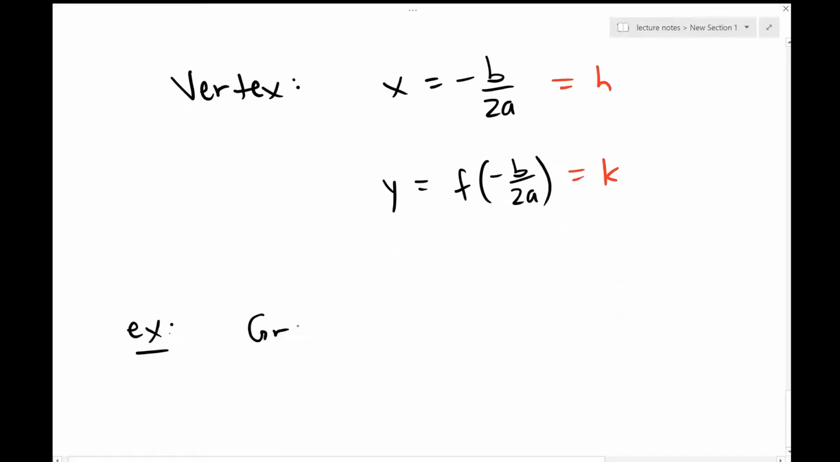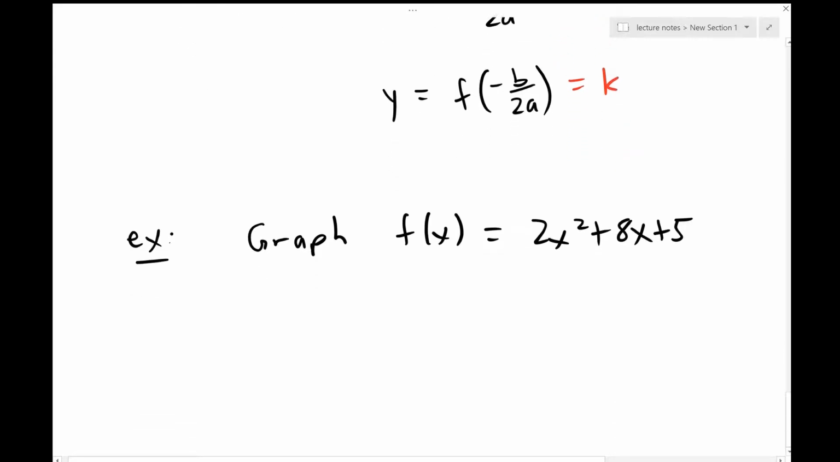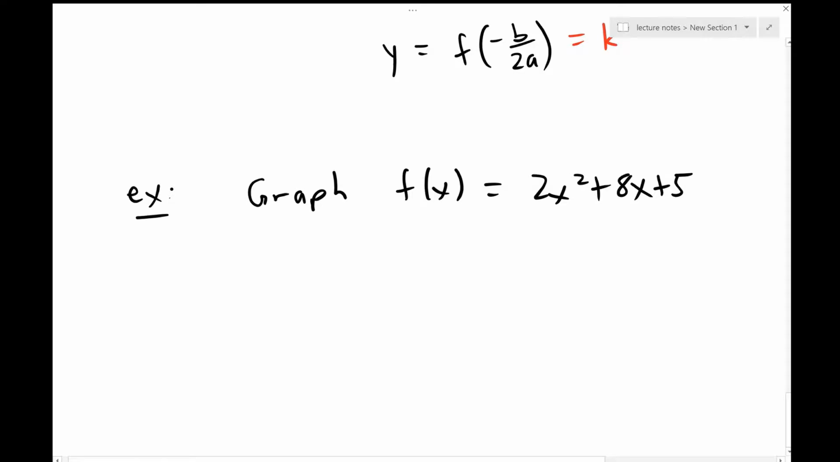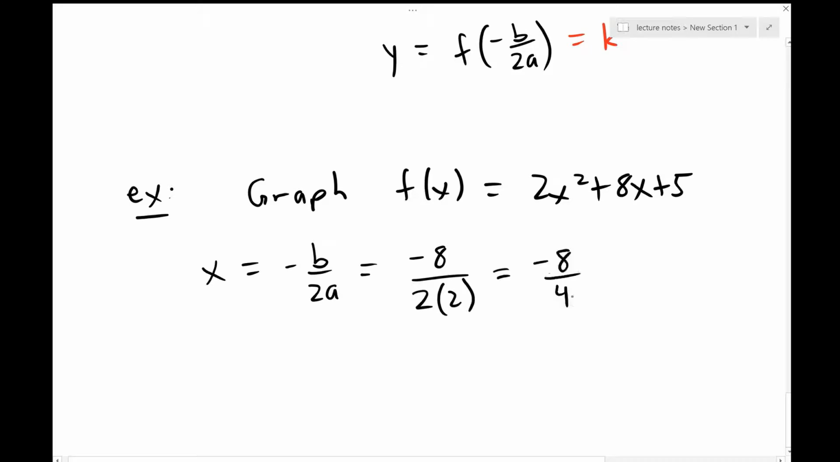Suppose I wanted to graph the function. Let's say f of x is equal to 2x squared plus 8x plus 5. Well, trying to graph it directly from this form wouldn't be very simple. So we want to put it in the vertex form, or the standard form as it's also called. And as I just mentioned, to do that, we'll first set x equal to -b over 2a. So in this case, -b would be -8. 2 times a would just be 2 times 2. So we would have -8 over 4, which ends up being -2.